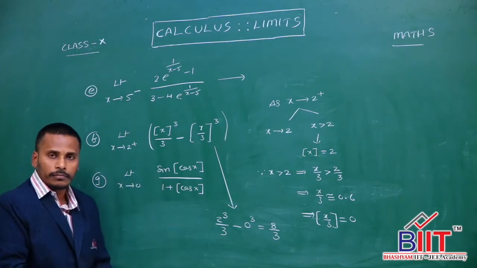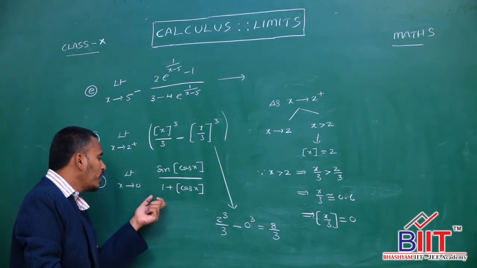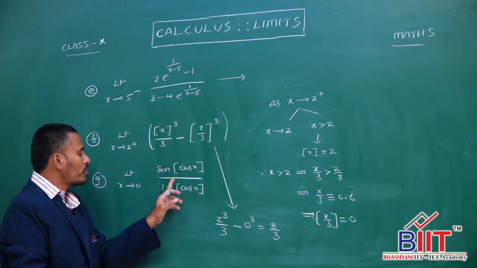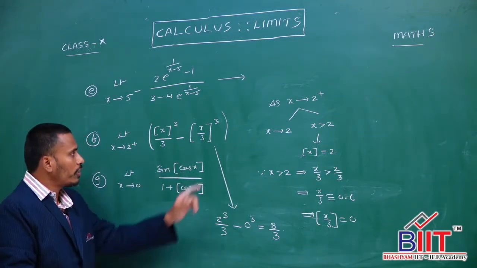There ends the second bit. And now, I am going to handle this bit z: limit x tends to 0, sin of step cos x by 1 plus step cos x. And before that, have a look.